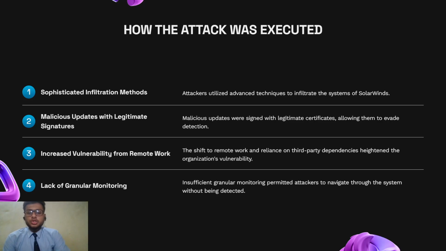So in SolarWinds, what happened? They had increased the remote work. So due to the remote work increase, the vulnerability also increased. So therefore, the attack happened due to the third party application involvement in the company.